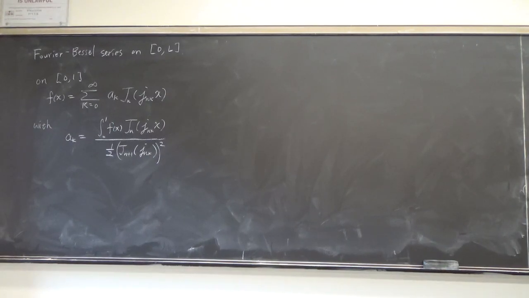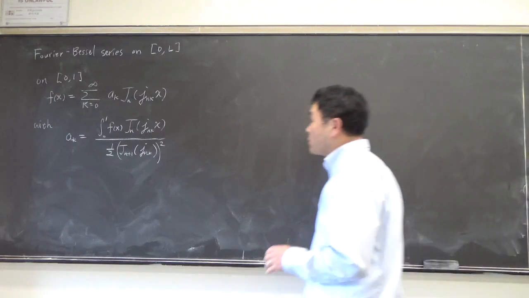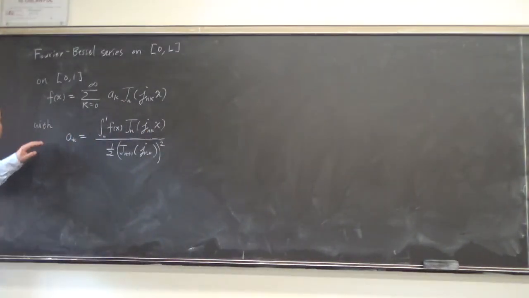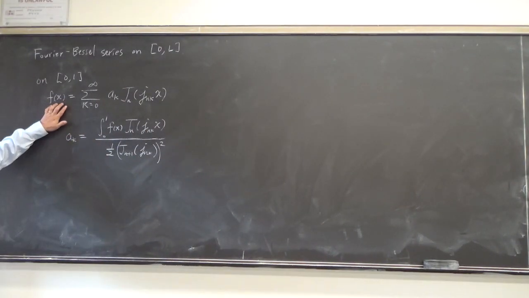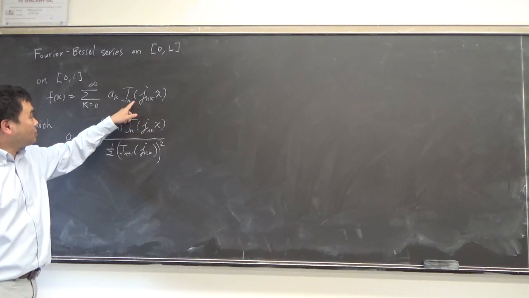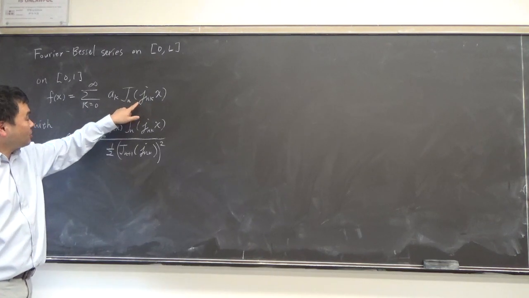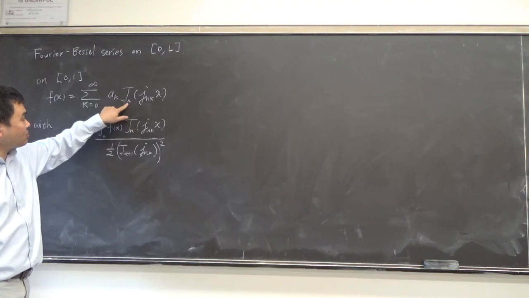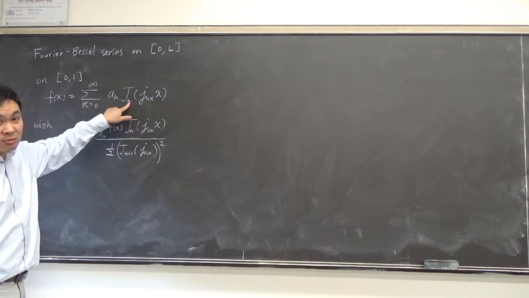Last time we had the Fourier Bessel series defined on 0 to 1, right? So if a function f(x) is defined for 0 to 1, you can express the function as a sum of various Bessel functions. Well, it's the same Bessel function of order n. So n is a fixed value.